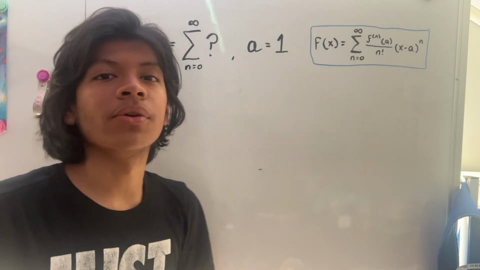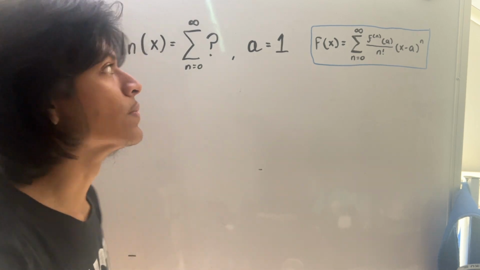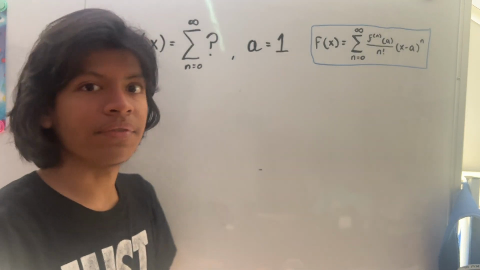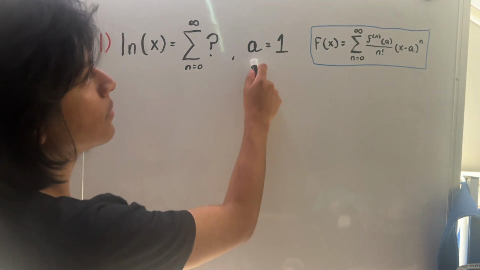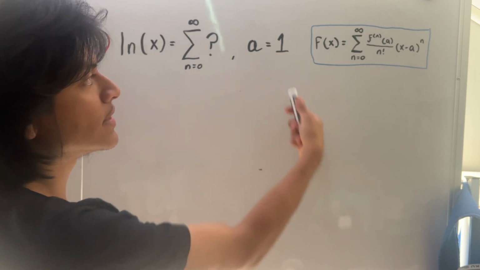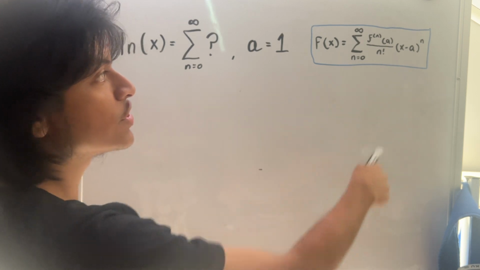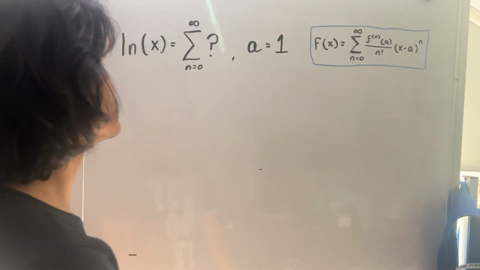Alright everyone, so in this video we're going to be going over two different examples of how to create Taylor series expansions for different functions. And for this one we're looking at the function ln of x, and we're going to be centering it about a is equal to 1. Here I just have the Taylor series expansion equation, and let's just get right into this one.